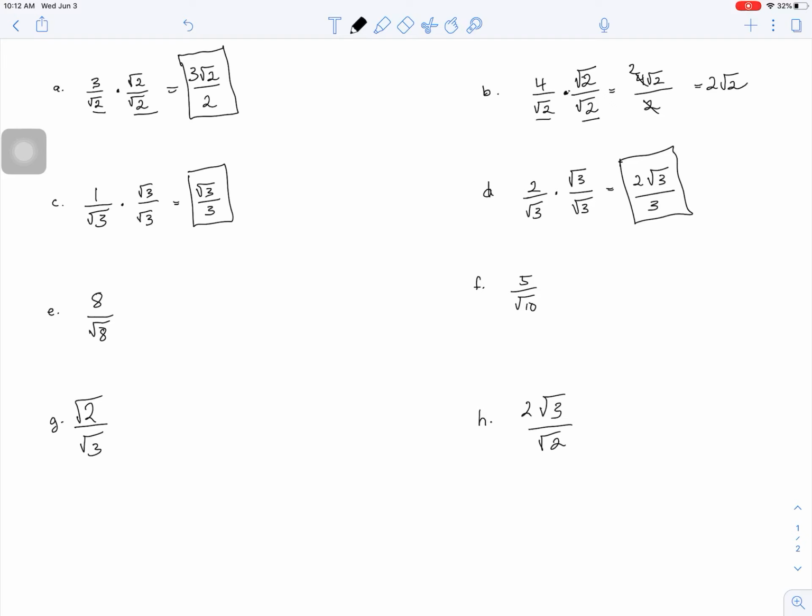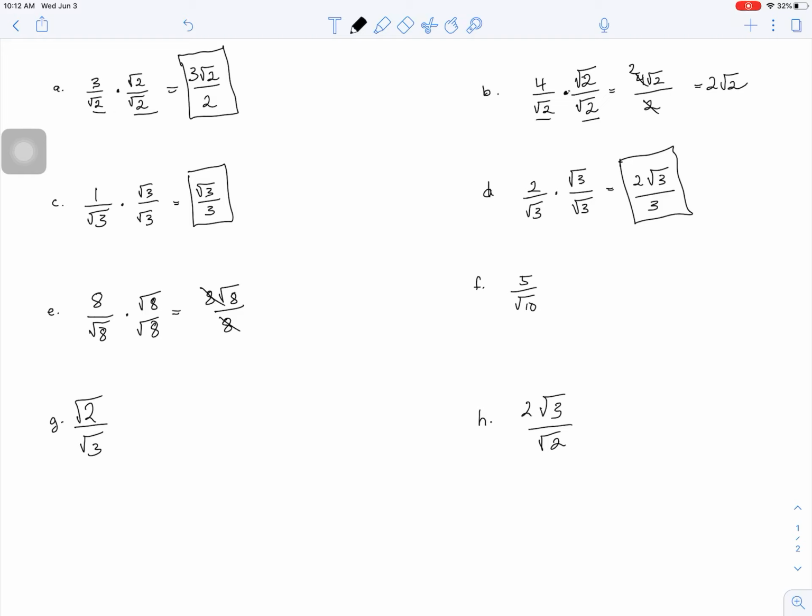Moving on to E, we have 8 over the square root of 8. Now this one will be interesting because we're going to be multiplying it by the square root of 8, the square root of 8. So we are going to get as an answer 8 times the square root of 8 over 8. And so, of course, that looks pretty good.